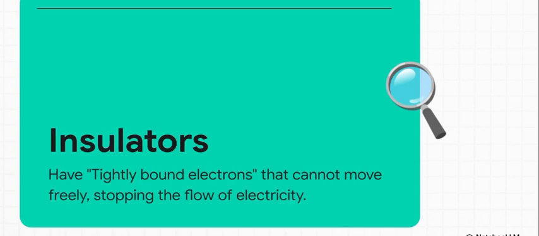Now, what about an insulator? Well, it is the complete opposite. Instead of a free-for-all on the dance floor, imagine everyone has a designated seat and they are not allowed to move. The electrons are tightly bound. They're basically locked in place, held firmly by their atoms. They can't move, so they can't create a current. And just like that, the flow of electricity is stopped dead in its tracks.